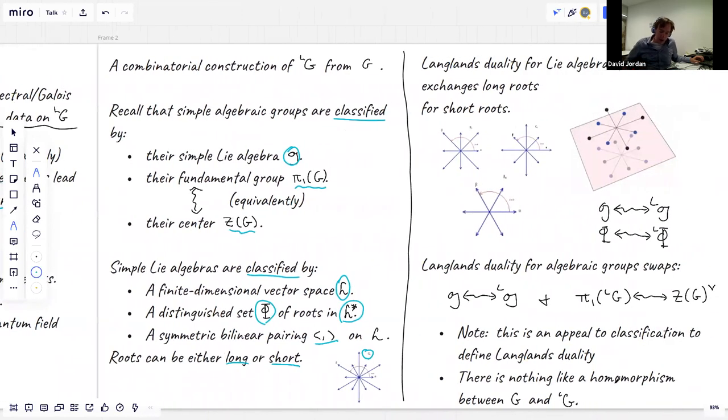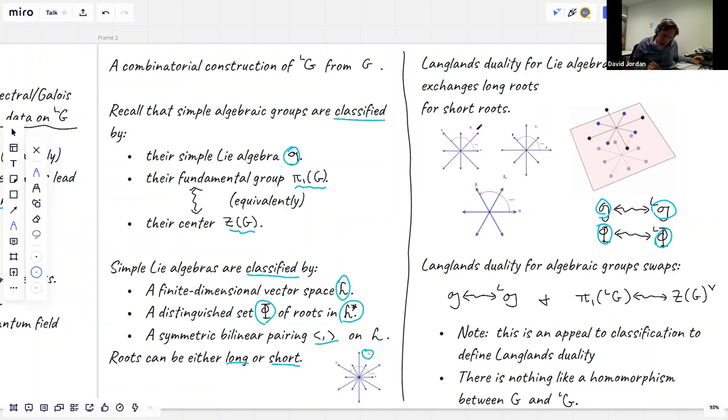And so Langlands duality: first of all, if we have two Langlands dual groups, we can identify their Cartan, H, but what we exchange is the long and the short roots. If I have a Lie algebra G, it's classified by a root system phi. So there's G, and it's determined by phi. And the Langlands dual Lie algebra is just the Lie algebra that I get by swapping long roots and short roots.